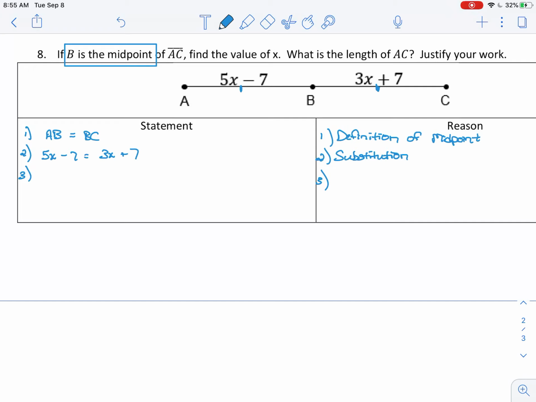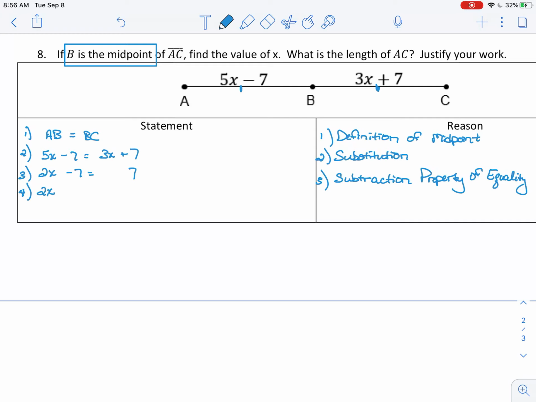So you actually have some options. I'm going to choose to use the subtraction property of equality because I like to get my x's together first. It is just as correct to use the addition property and move that negative 7. So this is a little more open-ended. So like I said, I'm going to subtract my 3x from both sides. So the negative 7 and the positive 7 stay put, but 5x minus 3x gives me 2x. And then I'm going to keep solving.